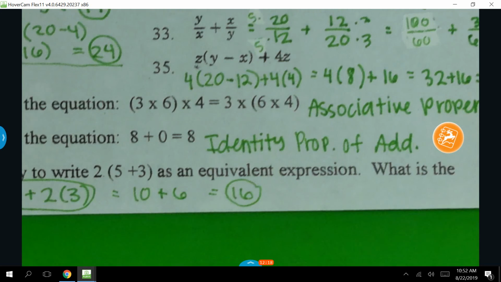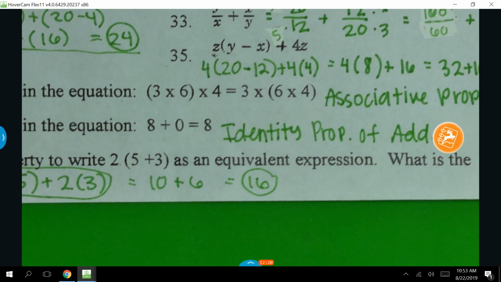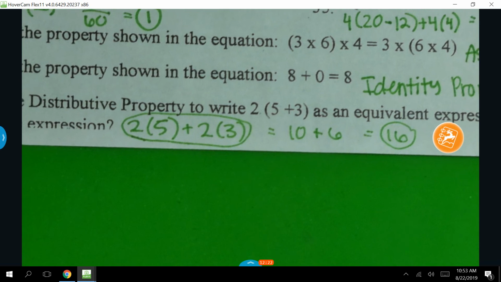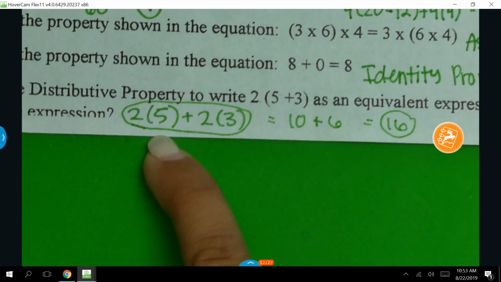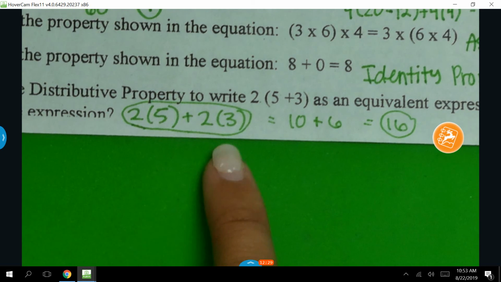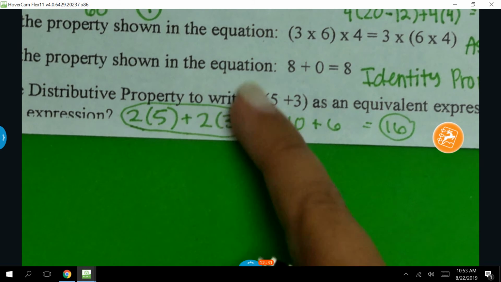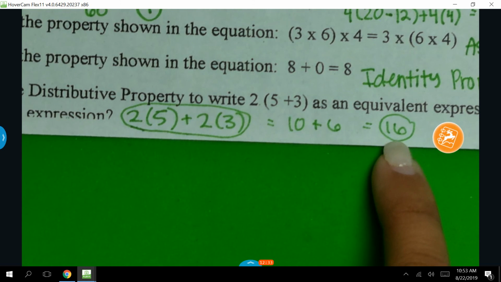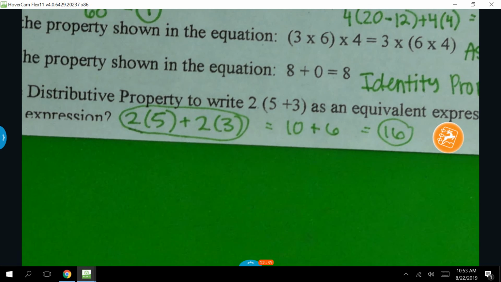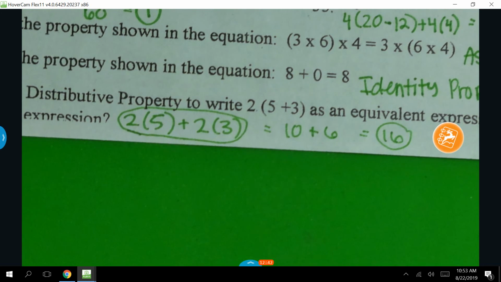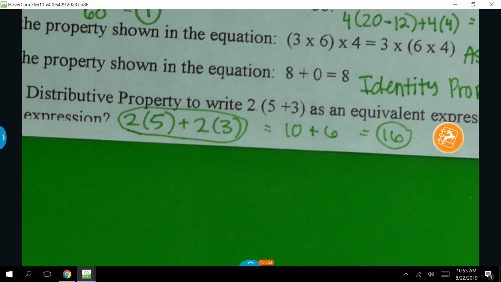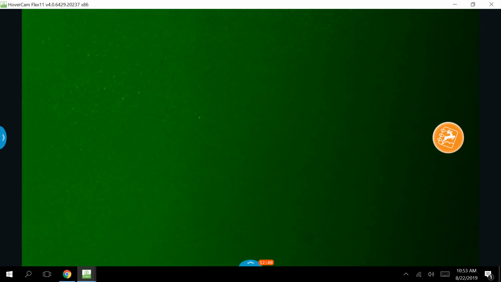Number 38, you're using your distributive property to rewrite an equivalent expression and evaluate it. So your equivalent expression should be 2 times 5 plus 2 times 3. And then once you evaluate that, you should get 16. Good? Questions on any of that front side? Any that I need to go back and look at? Good? Okay, flipping over.